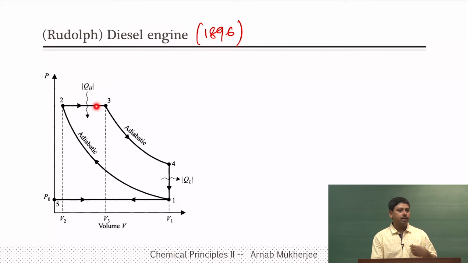You do not need any spark or anything to burn the fuel, because the temperature is high enough at stage 2 that the fuel gets burned, and it is injected in such a way that the pressure remains constant between 2 to 3. Once that gets burned, the next step is the power stroke, where it will push the piston from 3 to 4, and then the other two steps, 3 to 4 and 4 to 1, are the same as in a gasoline engine.